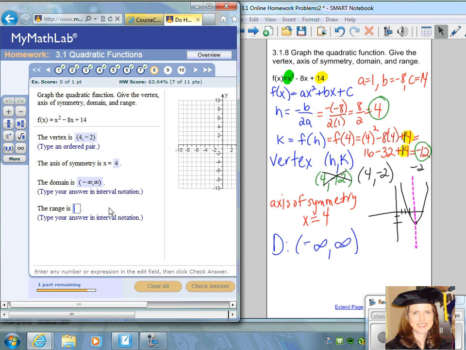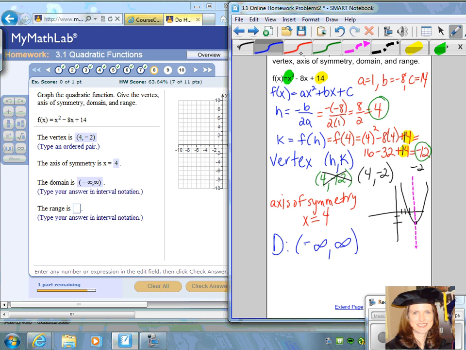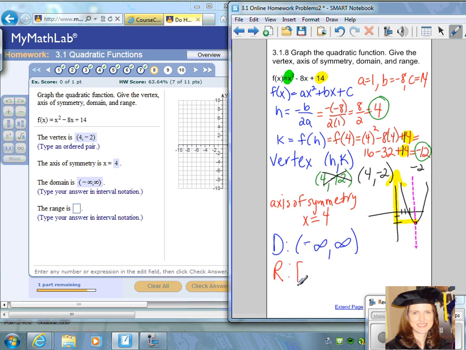Okay, for the range, you want to know how low the graph goes and how high the graph goes. The range, R for range. Now the lowest y value here is this y value, and it goes up to positive infinity on the y-axis. So our range is going to be -2 all the way up to positive infinity. The lowest y value here is at -2. The highest y value is going to be all the way up to positive infinity.